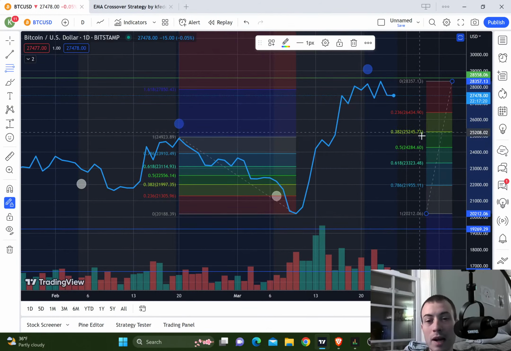You get a lot of confluence. You just have to learn to use them. You can use them bearish retracements, which is from the top to the bottom. A bullish retracement is from the bottom to the top.